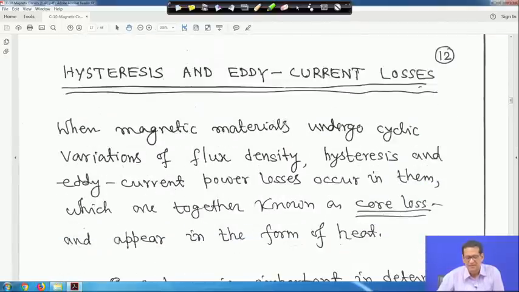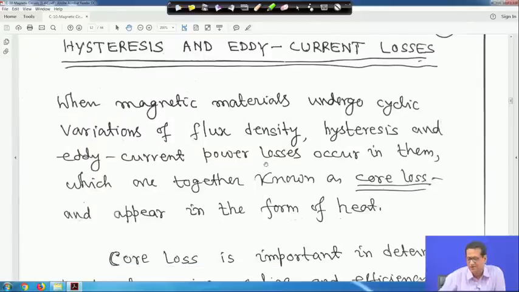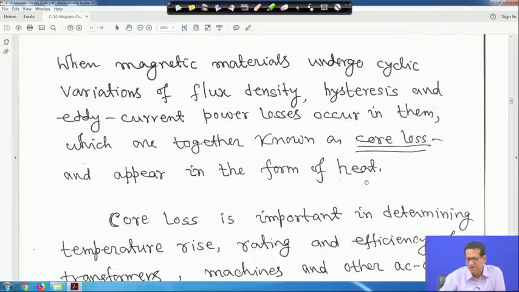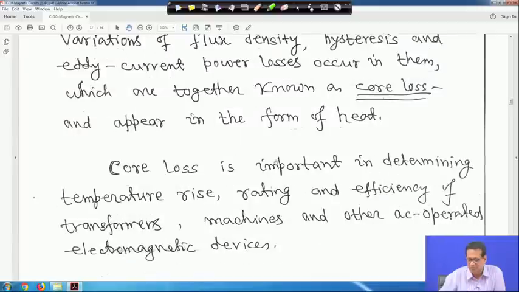Hysteresis and eddy current losses. When magnetic materials undergo cyclic variation of flux density, hysteresis and eddy current power losses occur in them, which are together known as core loss. Core loss means hysteresis loss plus eddy current loss, right. We will see later in the single phase transformer after this topic. They appear in the form of heat. So, core loss is important in determining temperature rise, rating and efficiency of a transformer. We will see that.